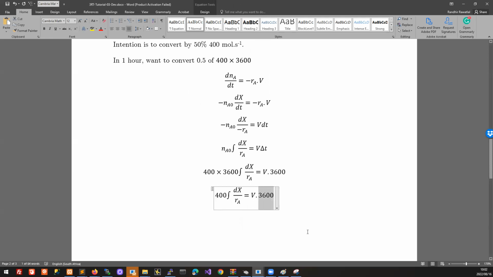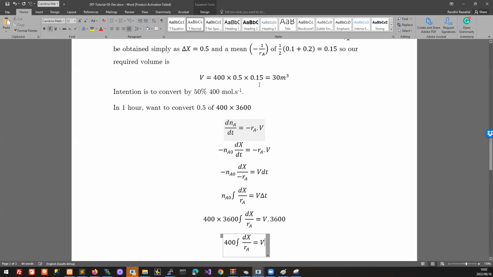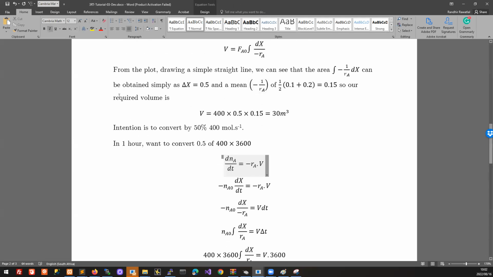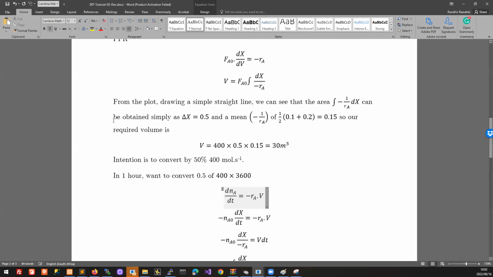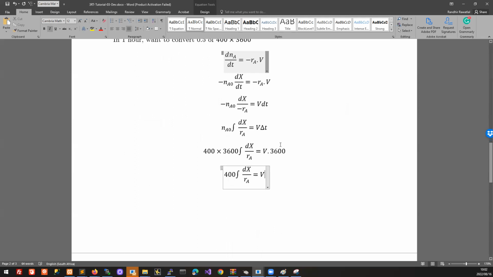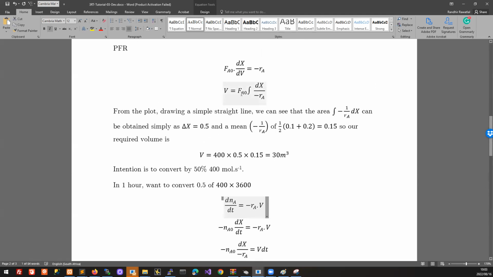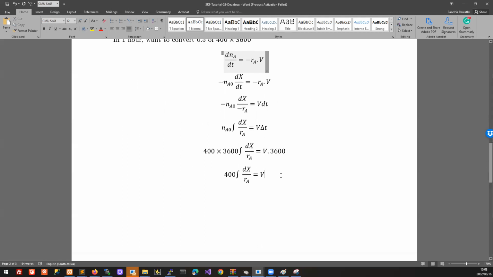And you can see now that we have the same equation as we had over here, right? So comparing those two, you can see your volume equals 400 times this integral, right? And so 400 times the same integral. So in the batch case, we are going to get the same answer of 30 cubic meters.